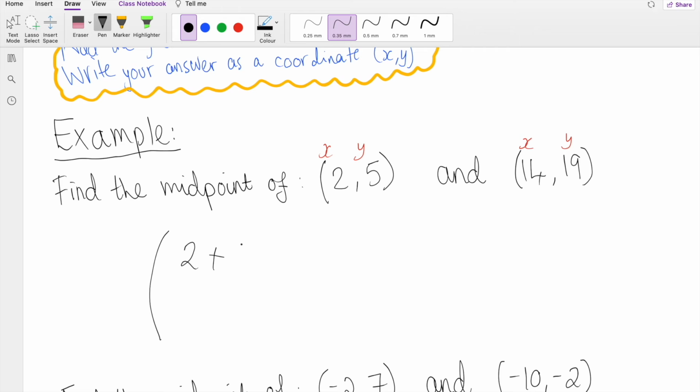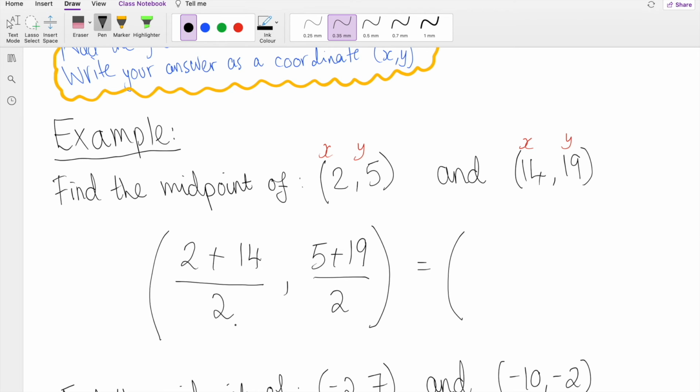2 add 14 and then halve it, comma, because I'm writing it as a coordinate. 5 add 19 and then divide it by 2. That is equal to 2 add 14 is 16, divided by 2 is 8. 5 add 19 is 24, divided by 2 is 12. So the midpoint is 8, 12.